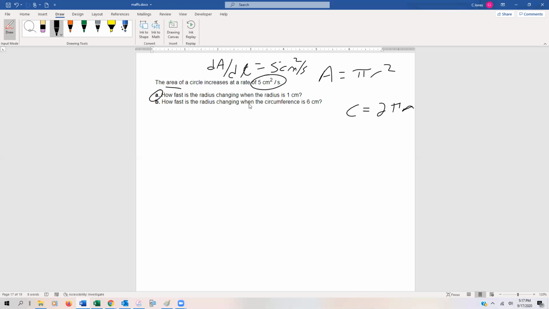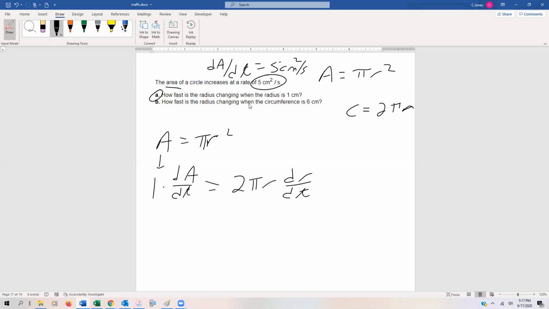So we're going to take the derivative. We have A equals pi r squared, and we take our derivative. So the derivative of A is 1, but just like we did before, we're going to multiply by dA/dt. And then the derivative of pi r squared is going to be 2 pi r, and we're going to multiply that by dr/dt.